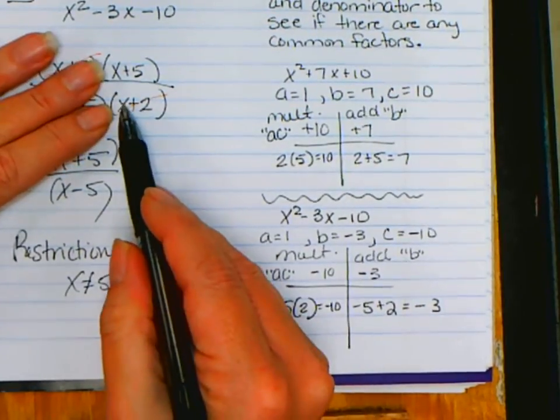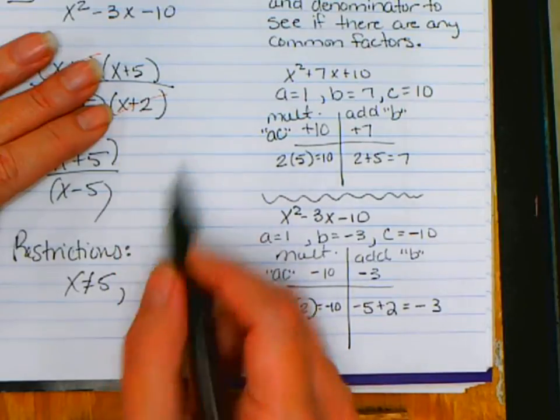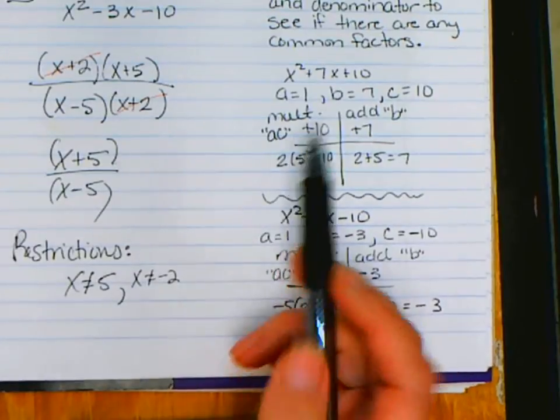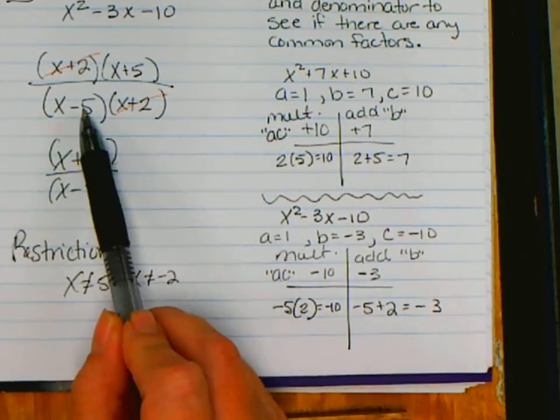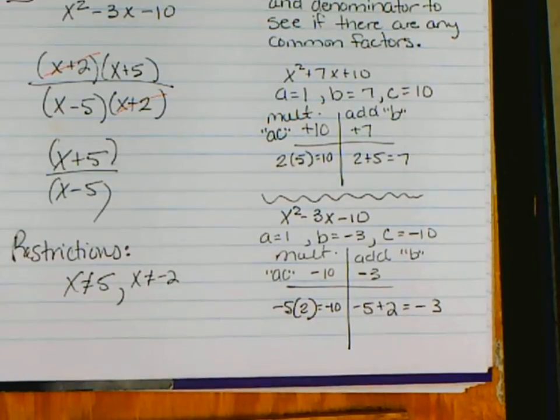And over here, what would I plug in for x to turn this into 0? Negative 2, right? So x cannot equal 5 and x cannot equal negative 2. Because if it was either one of these, at 5 or negative 2, it would turn your denominator into 0, and you know that you can't have 0 in the denominator. So that's all that restrictions mean. Just make sure you pick your restrictions before anything's canceled out.